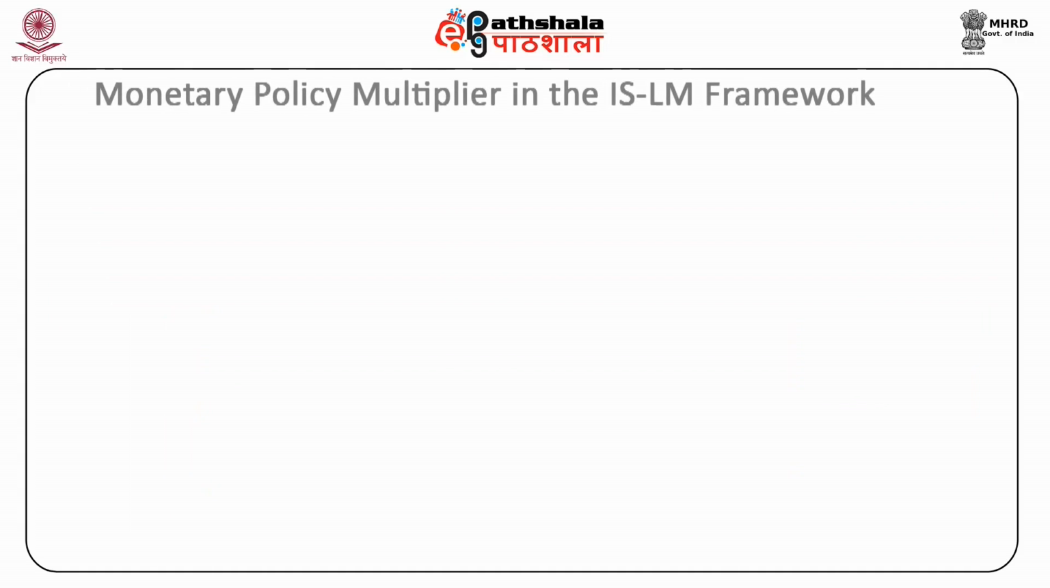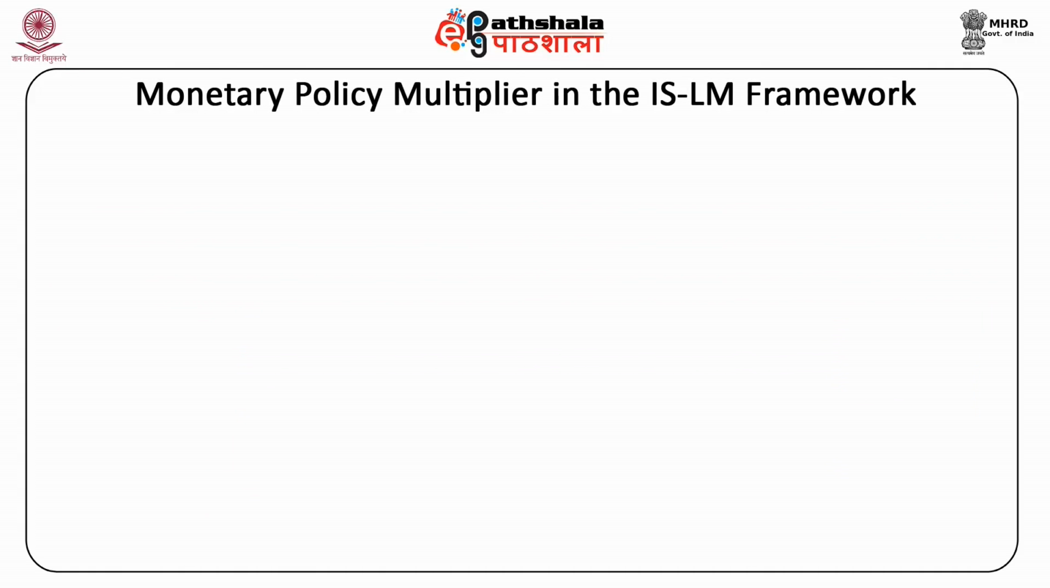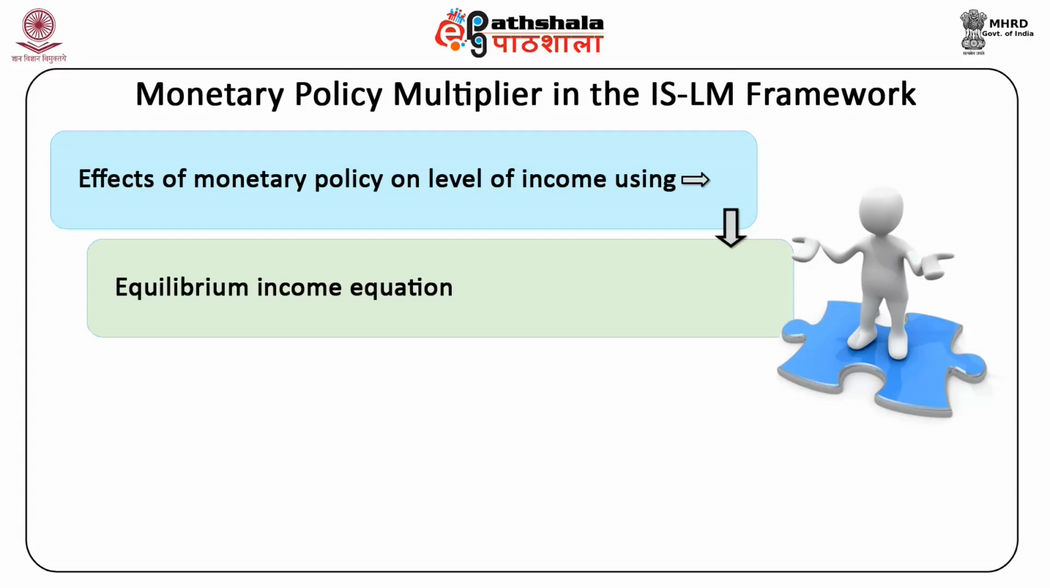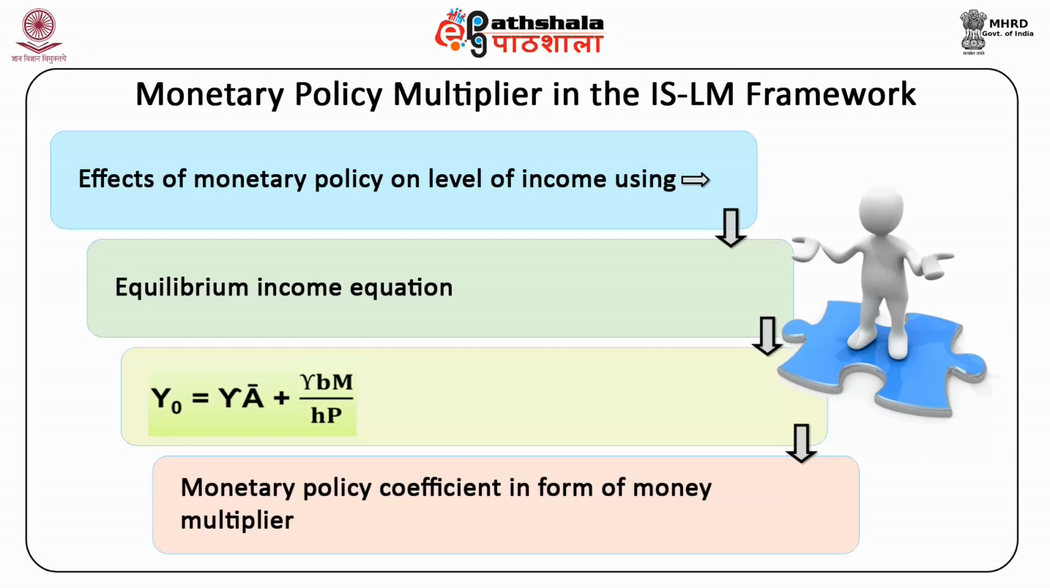Let us see the working of the monetary policy multiplier in the ISLM framework. In the ISLM model, the effects of monetary policy on the level of income is assessed by using the equilibrium income equation, which is Y0 = γ(A bar) + γ(b)(M/(hP)), and the monetary policy coefficient in the form of monetary multiplier.